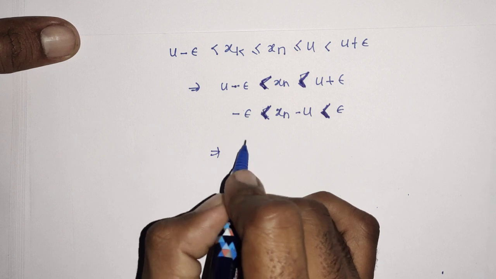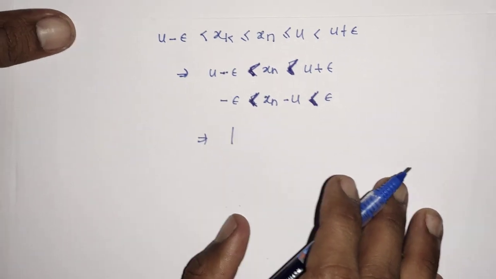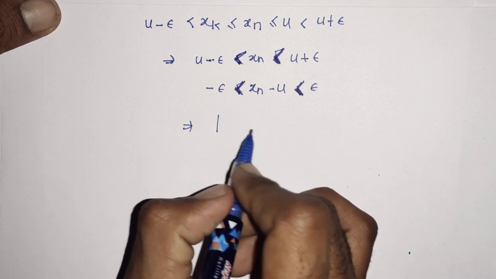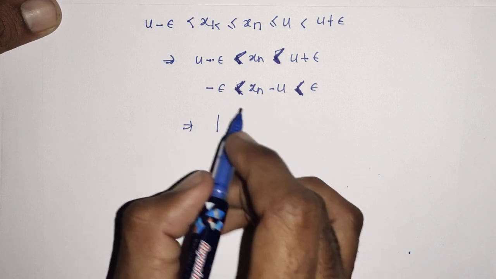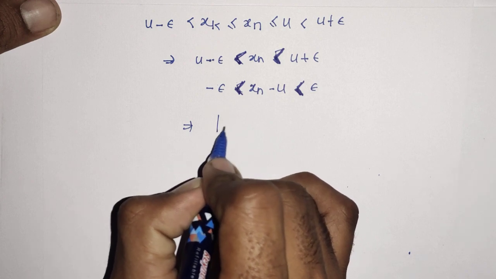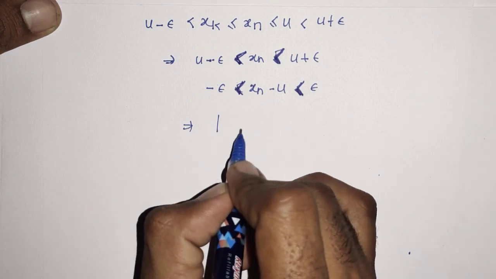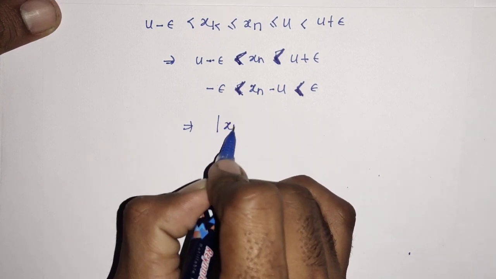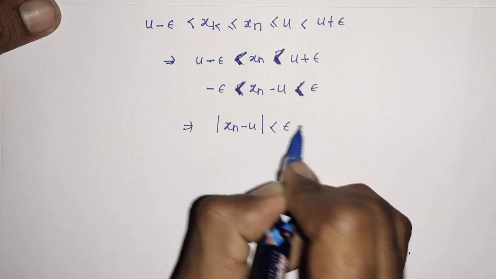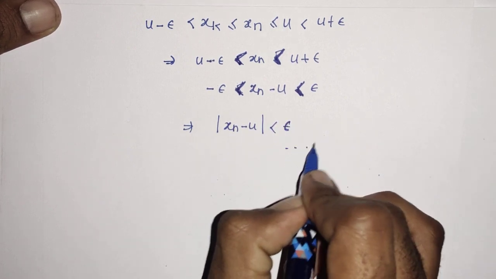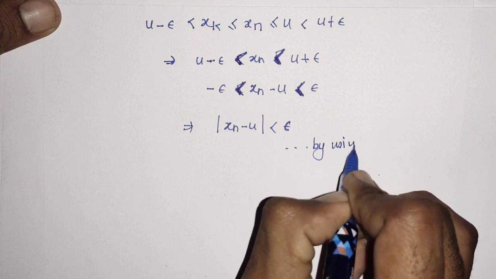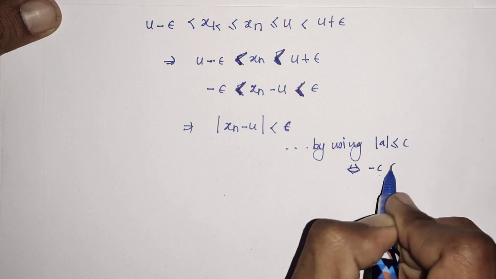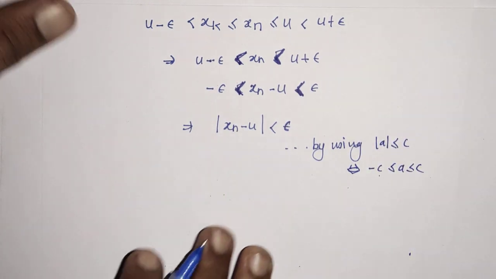This is by using the result of absolute value, that is, mod a is less equal c if and only if minus c is less equal a is less equal c. Using this property, we can write here that mod of xn minus u is strictly less than epsilon.